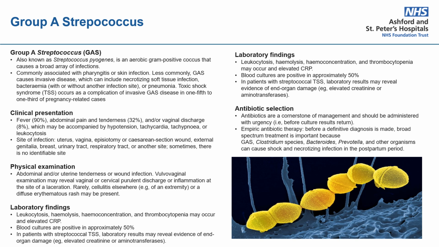The clinical presentation is with fever in 90% of patients, abdominal pain and tenderness, vaginal discharge, which is often accompanied by hypotension, tachycardia, tachypnea, or leukocytosis. The site of infection can be the uterus, the vagina, surgical site infections, breast, urinary tract, respiratory tract, and sometimes there is no identifiable site.